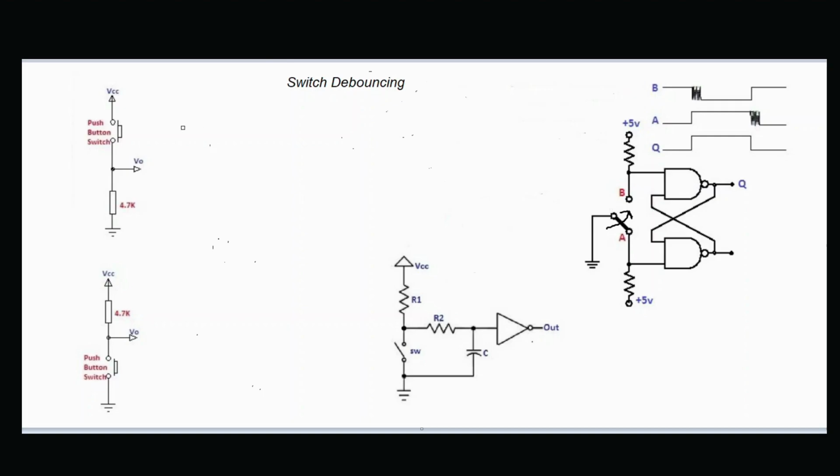So just to give you a definition of switch bouncing. Switch bouncing is a non-ideal behavior. When I say non-ideal behavior, it is because switch bouncing is something you don't want, right? We as engineers don't want the switch to bounce. That is why I'm calling it a non-ideal behavior.